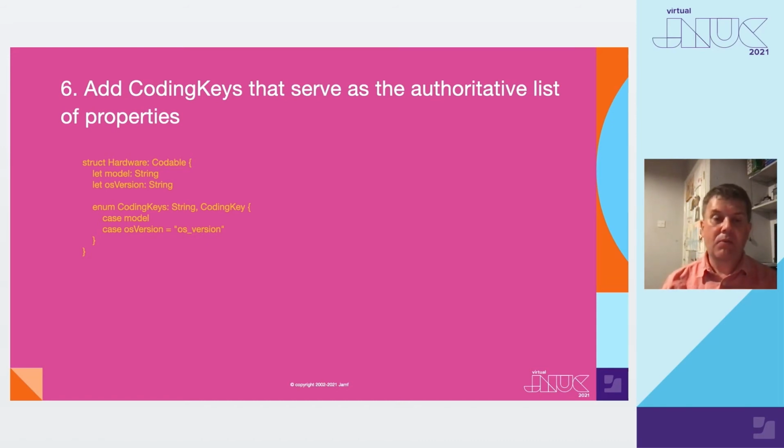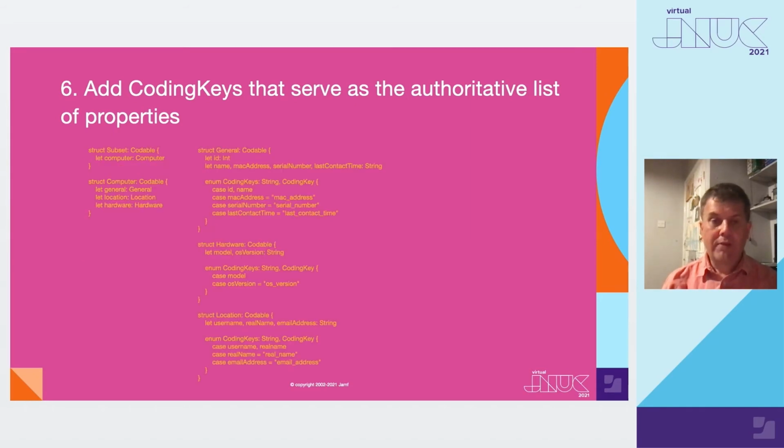The second case statement is just specifying that OS_version is what we're going to look for in the JSON, but we're going to store it in OS version within the structure. So we're just specifying which one we want. So long as model and OS_version exist, that will now do that JSON conversion successfully. So we end up adding those coding keys to all our three category structures. We've got a set for general, a set for hardware, and a set for location.